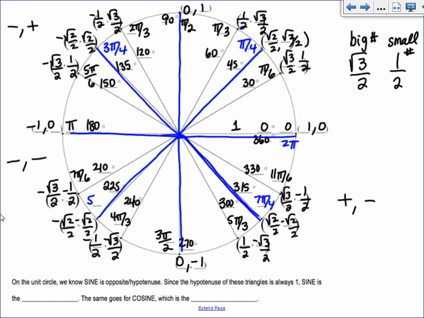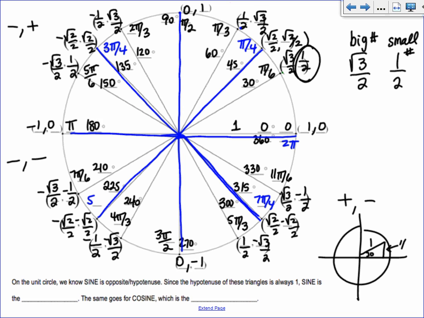All right, on the unit circle, we know sine is the opposite over the hypotenuse. So since the hypotenuse of these triangles is always 1, when you do sine, it's really just the opposite. So let me show you an example. If I'm talking about, let's say, 30 degrees right here, and I want the opposite over the hypotenuse, my hypotenuse is 1. The opposite would end up being the y value. It would be 1/2. So sine is always the y value on the unit circle.